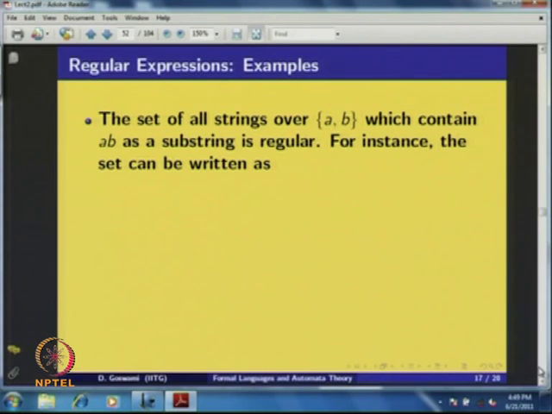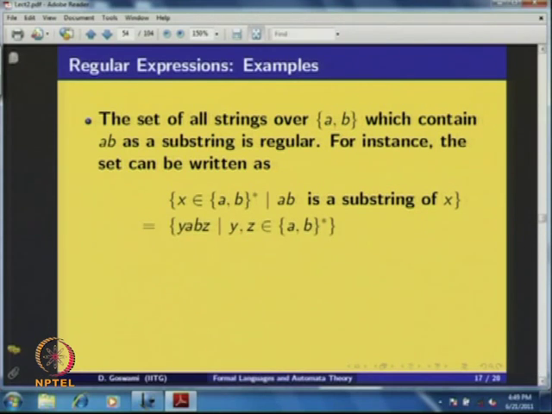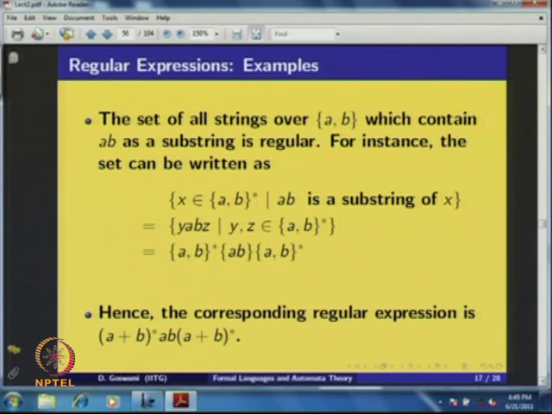Let us consider the language, the set of all strings over a b which contain a b as a substring. I can show that this set is a regular set. We can write this set as all the strings x belonging to (a b) star such that a b is a substring of x, and this can be written as y a b z for some y, z belonging to sigma star. Here y and z may be any string from a b, so any such string can be written as (a b) whole star. So, we can write this as a concatenation of three languages: (a b) star, a b, and (a b) star. Now, this can be written as (a plus b) whole star, a b, (a plus b) star. So, this is a regular expression for the given language, and hence this set is regular.